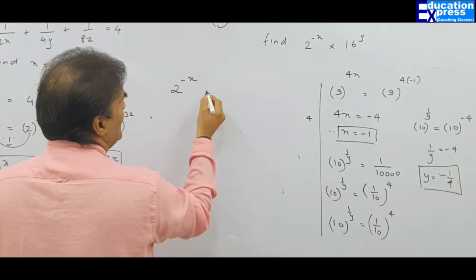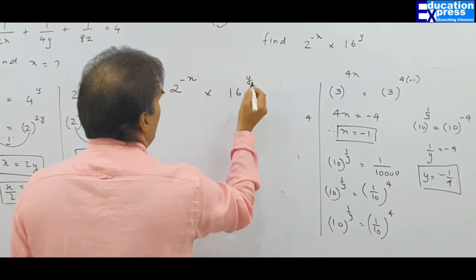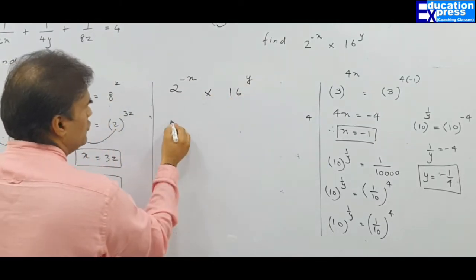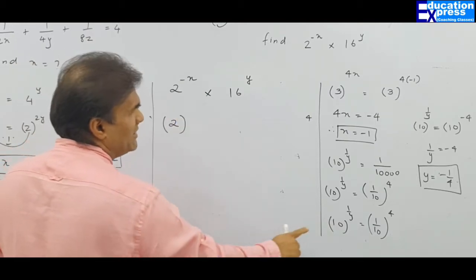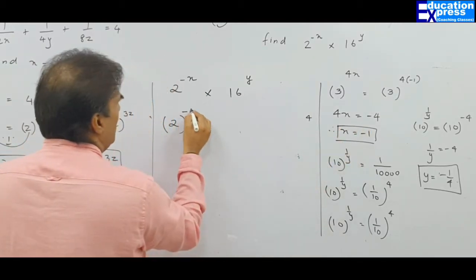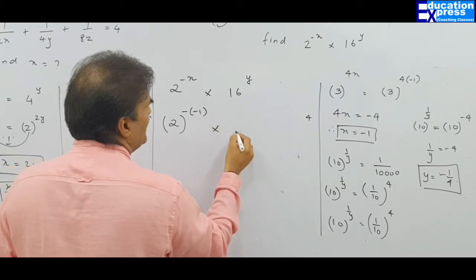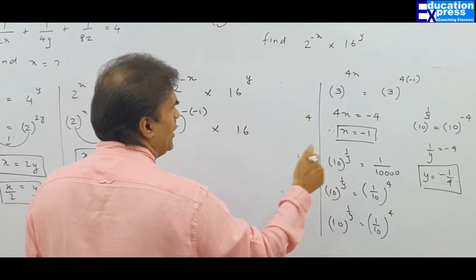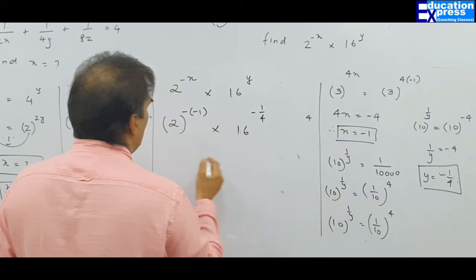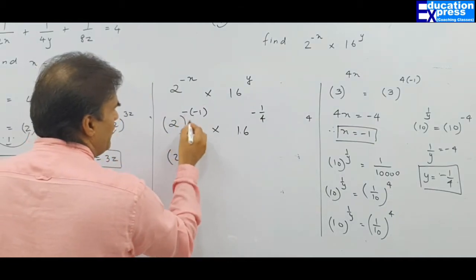2 raised to minus x multiplied by 16 raised to y. 2 raised to minus x. What is the value of x? Minus 1. Minus into minus 1 multiplied by 16 raised to y. What is the value of y? Minus 1 upon 4. So my dear friends, this can be 1.